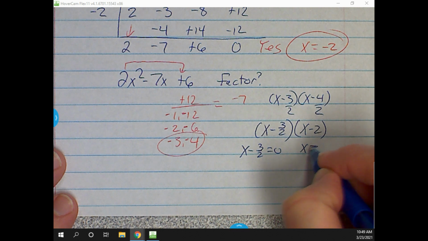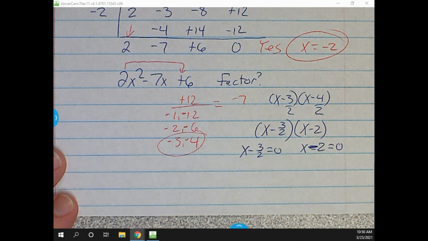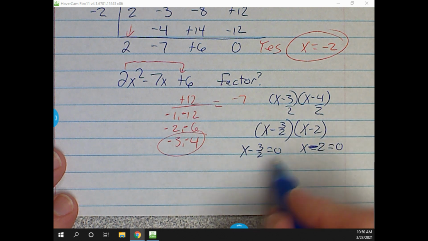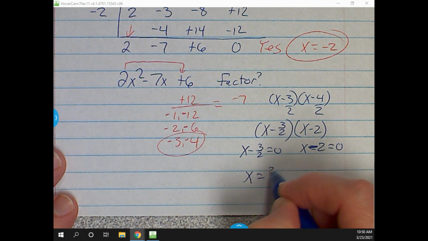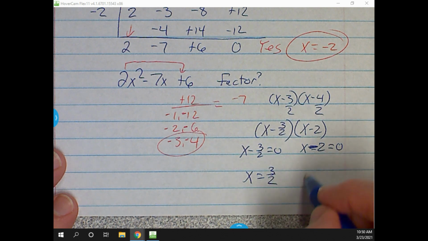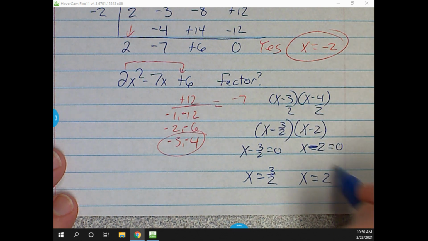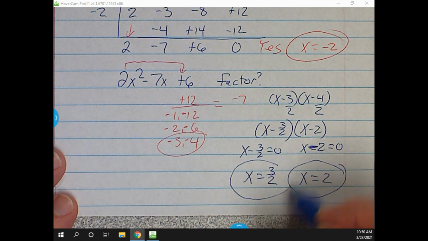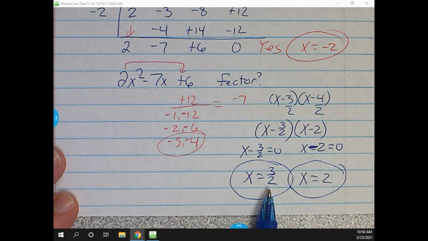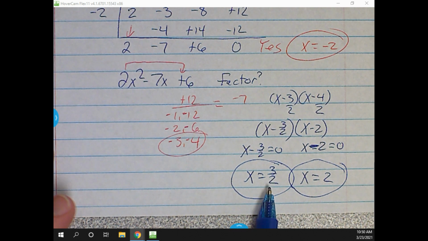x minus 2 equal to 0. And to solve this one, we're just going to add 3 over 2 to both sides. Solve this one, we're going to add 2 to both sides. So there was our first answer, there's our second answer, and there's our third answer. So we would have had to wind up using a fraction on this one. So from that list, we had 3 over 2 would have checked out and worked there.